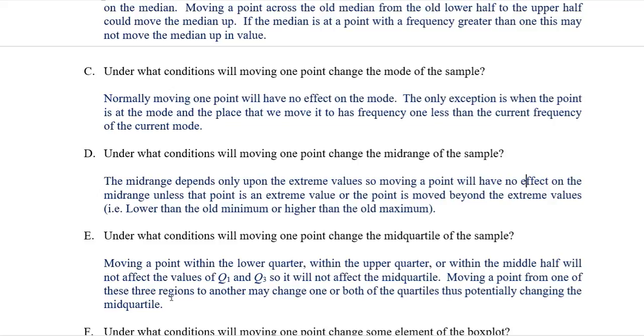Now, if you cross over what the old Q1 and Q3 are, move one from the lower quarter, let's say, to the middle half or the upper quarter, that's going to change it. If you take a point that was in the upper quarter and move it down to the middle or the lower quarter, or if you take one from the middle half and move it to the lower quarter or upper quarter, that's going to affect at least one of Q1 and Q3, and so then that's possibly going to affect the mid-quartile.